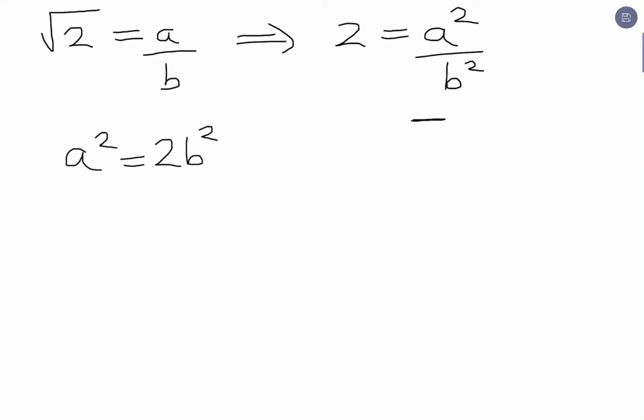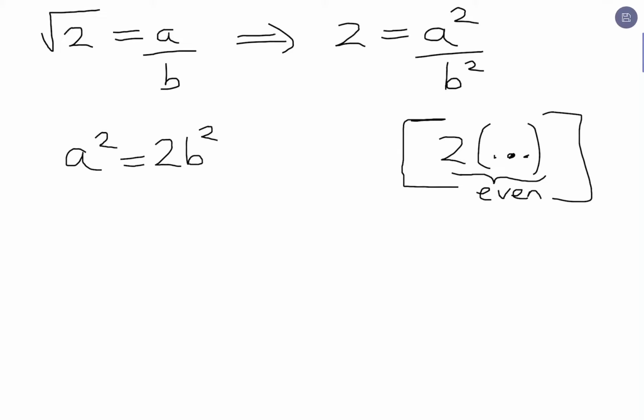Now recall that if we've got 2 times something, this is an even number. No matter what the thing is in the brackets, if there's a multiple of 2 outside, it's even. So therefore, we know that a squared is even. And you'll have to excuse my handwriting, I'm just trying to get used to this pen for my iPad. Right, so we have a squared is even.